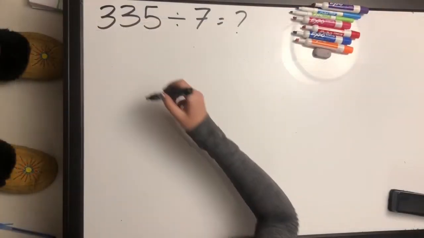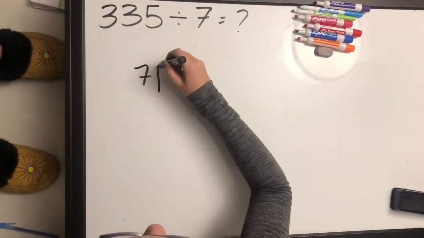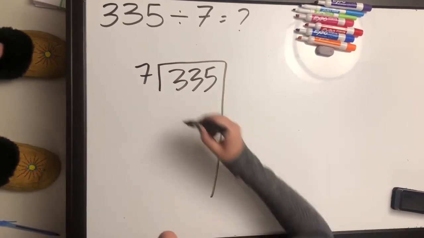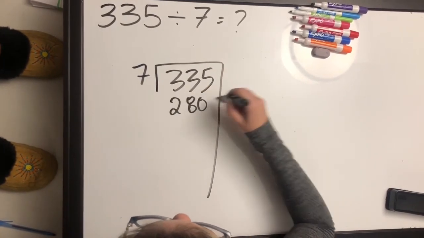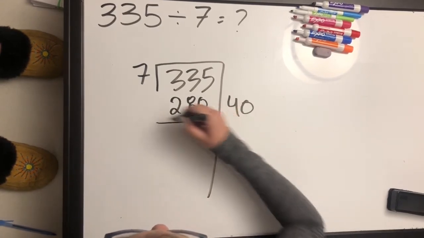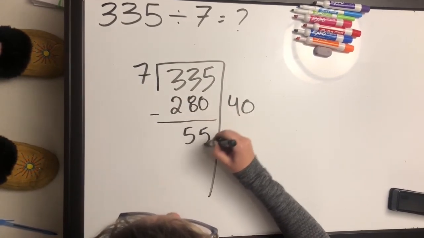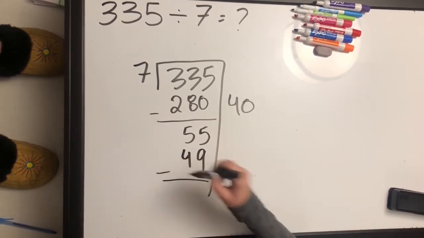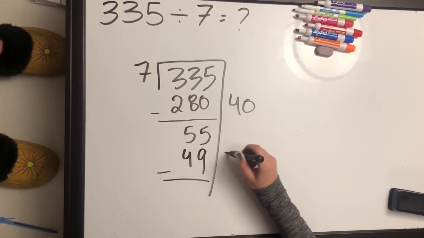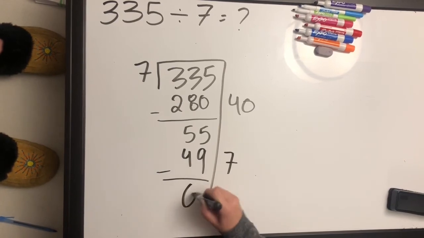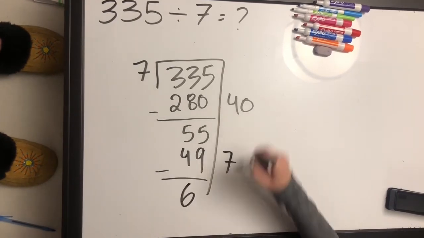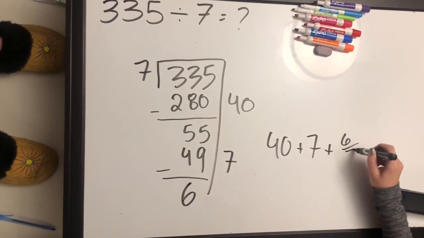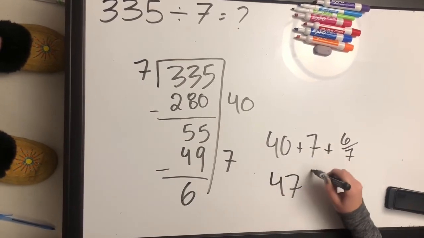So for my flexible strategy, I'm going to be using the hangman method. So 335. So I know easily that 280 divided by 7 is 40. So there I'm going to have 55 left over. And then for my past equations, I know that 49 is an easy number to divide by 7. So I will put my 7 here, and then I'm left with 6 left over. So all I have to do is add my 40, my 7, and I'm left with 6/7. So that is 47 and 6/7.